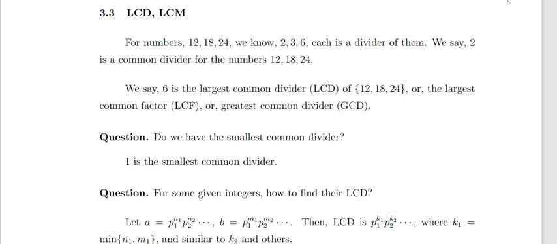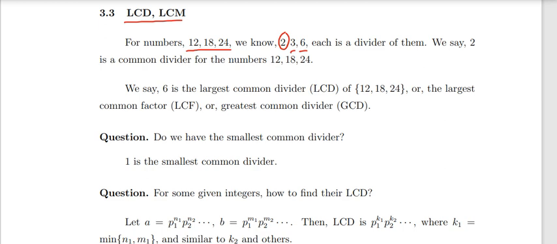Okay, so here we're talking about those things: LCD, LCM. So what are those things? Let's check it. Suppose we have those numbers like 12, 18, 24. For those three numbers, we know 2 is a factor of each of them, right? And 3 is also a factor of them. And 6, all those, each one is a factor or divisor of them.